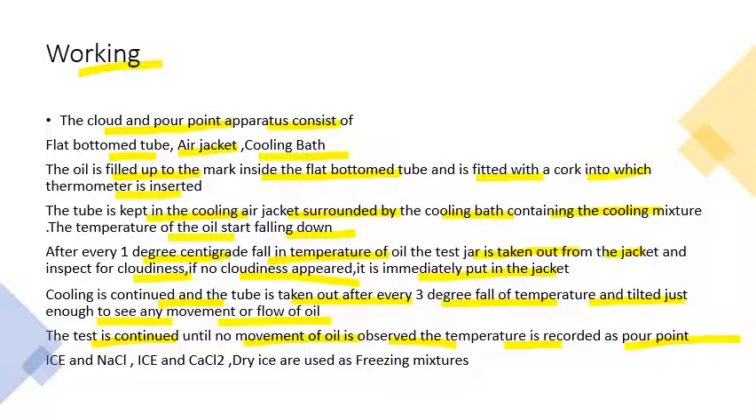Now the freezing mixture is made of ice and salt, depending on how much decrease in the temperature you want. If you want to decrease the temperature down to minus 10 degrees centigrade, you can use ice and NaCl, the salt. If we want more, minus 20 to 25 degrees centigrade, we can select ice and calcium chloride as the freezing mixture. And if we want even more, up to minus 50 degrees centigrade, we can use dry ice, like solid carbon dioxide.